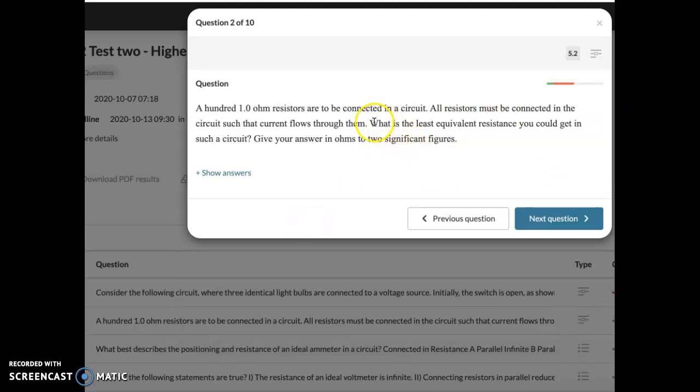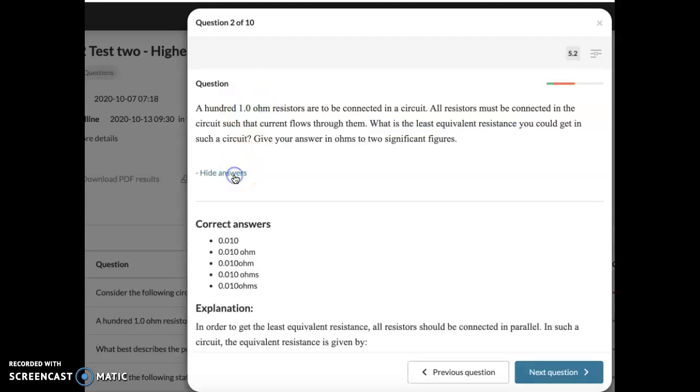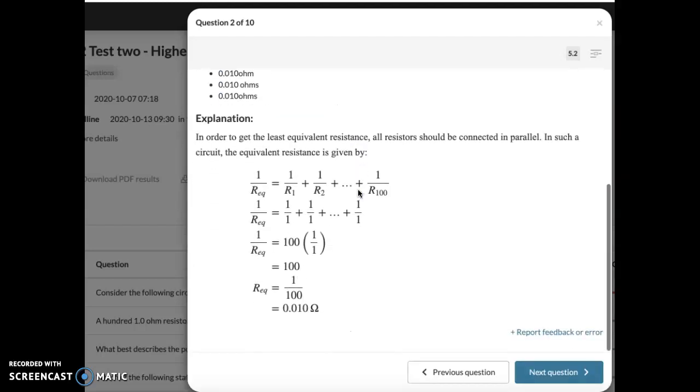So work out the least equivalent resistance by working out 100 1 ohm resistors in parallel with each other, which is given here. If you do 1 over 1 times 100, then you're left with a total resistance of 0.01 ohms. I hope that makes sense.